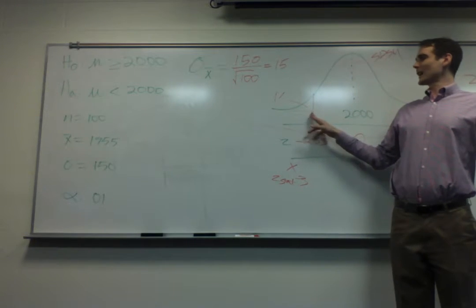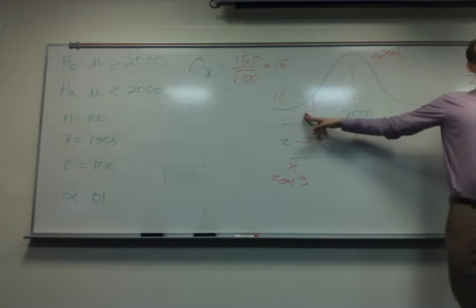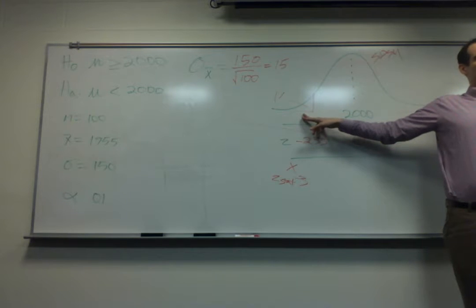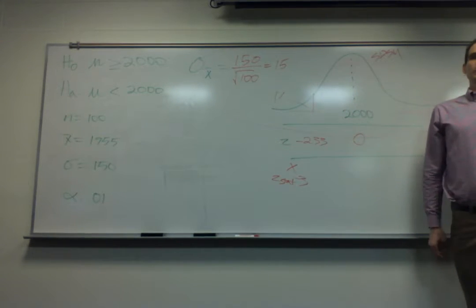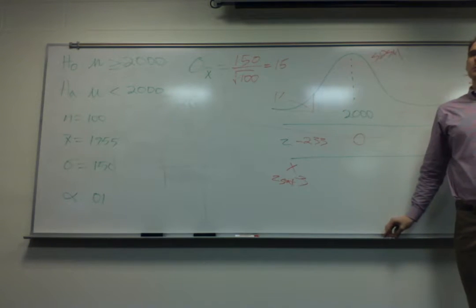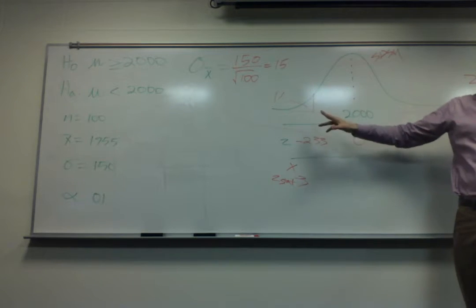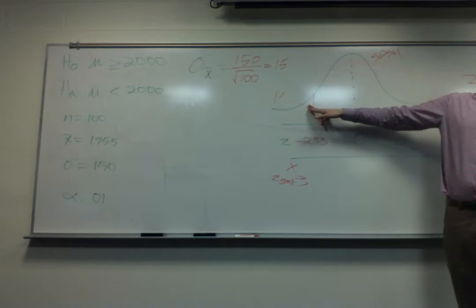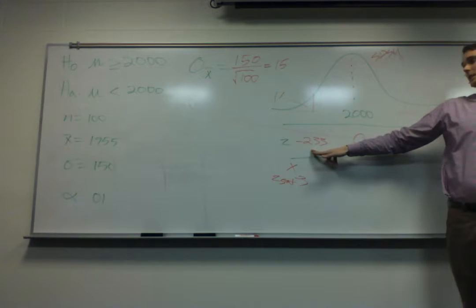So we want the z-value that separates the bottom 1% of the data from the top 99% of the data. And if it falls in that 1% range, then we're going to say, that is so unlikely we don't believe that what you're saying is true, we're going to reject. All right, so the question is, what is the z-value associated with the bottom 1% of the data? We look on the table, and we see that it's negative 2.33.